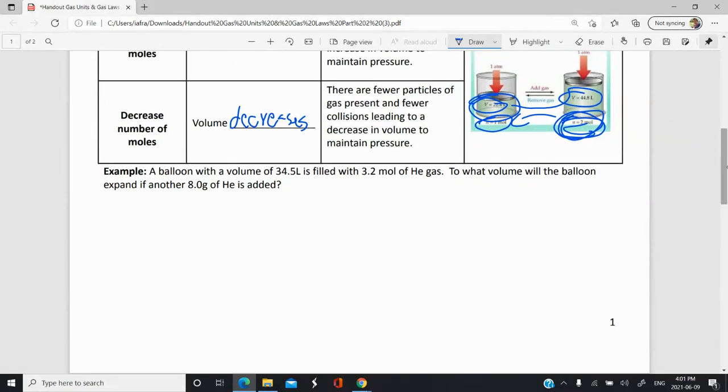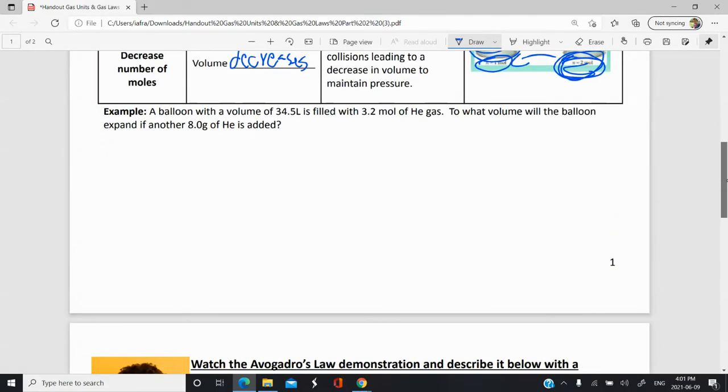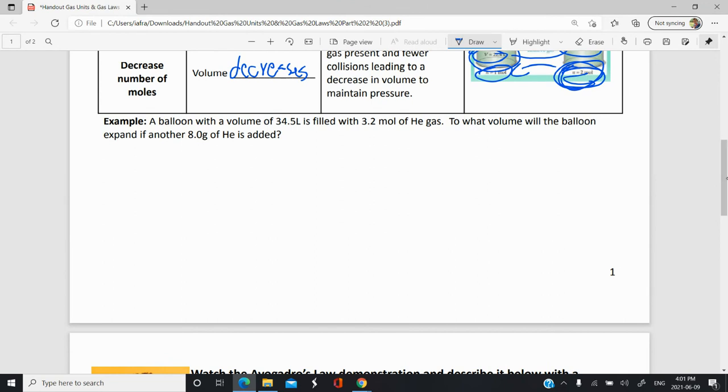So let's go ahead and see how we can apply this to a situation. We have a balloon with a volume of 34.5 liters filled with 3.2 moles of helium gas. To what volume will the balloon expand if another 8 grams of helium is added? Okay, so we're changing our volume. We're assuming that we're keeping the same pressure and temperature. We should have stated that. Our V1, so first I'm writing all the information, is equal to 34.5 liters. And the number of moles to begin with is 3.2 moles.